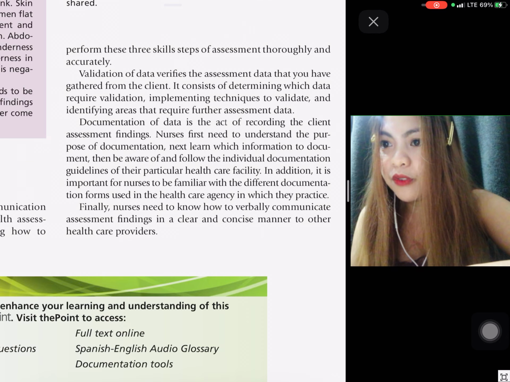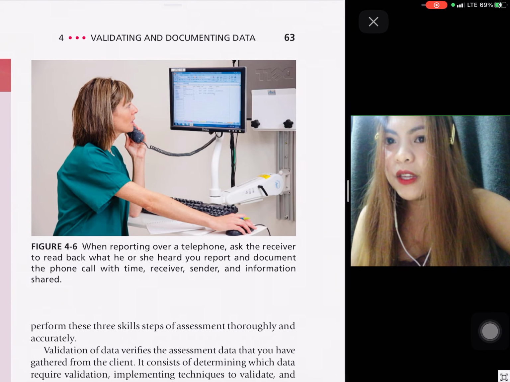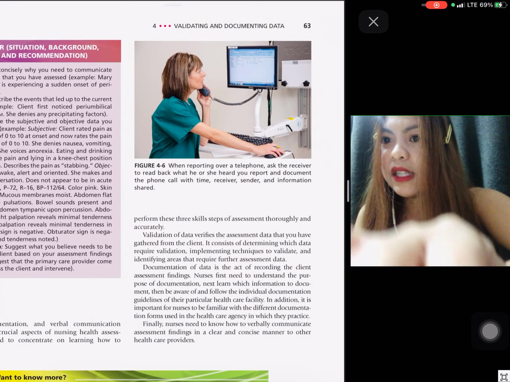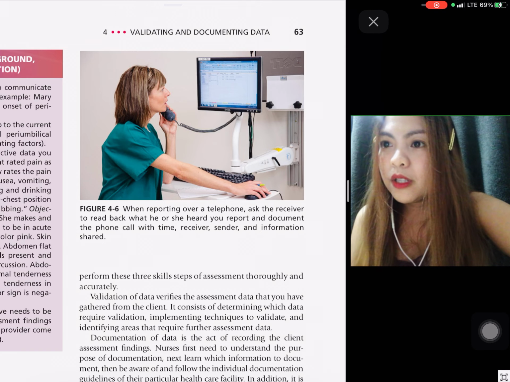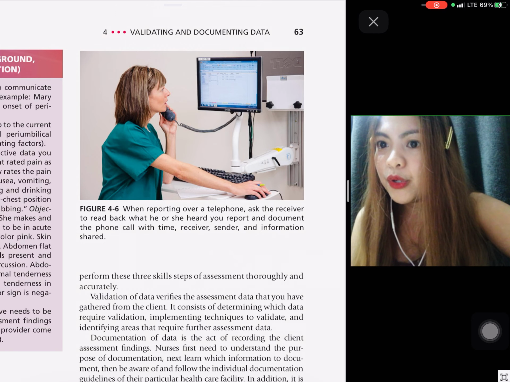So, here, when reporting over a telephone, importante you have to ask the receiver to read back what he or she heard in your report and document the phone call with time, receiver, sender, and information shared. So, yan yun.